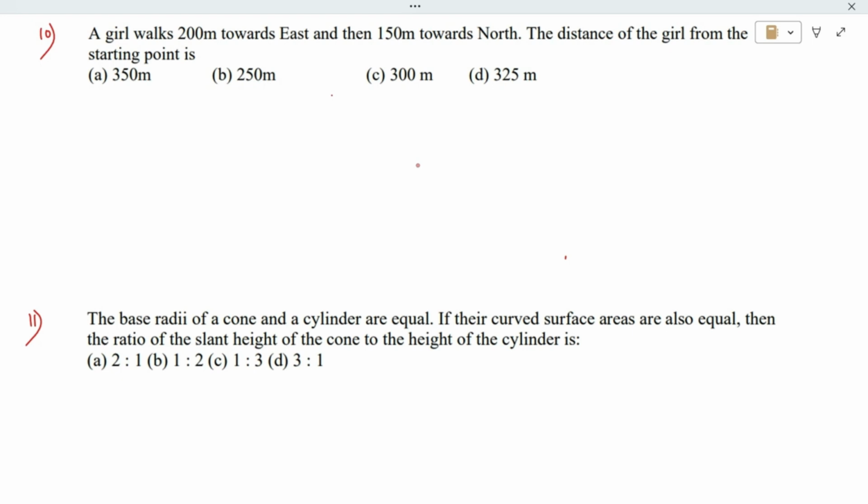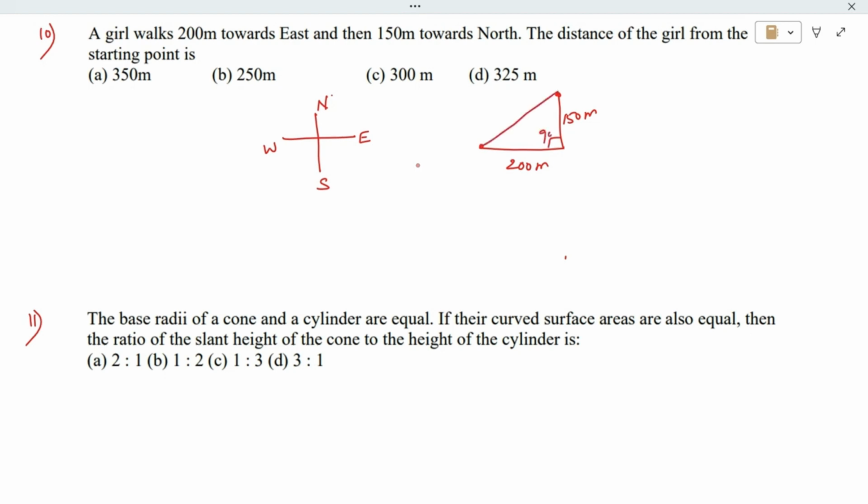A girl walks 200 meter towards east. So let us understand the direction. So direction of the east is towards the right, west is left, north is up, south is down. Okay. So now I'm going to draw the figure. A girl walks 200 meter towards east. Okay. Now she is standing here and then 150 meter towards north. So she is now in this position. Now I need to find the distance of the girl from the starting point. So this is the distance.